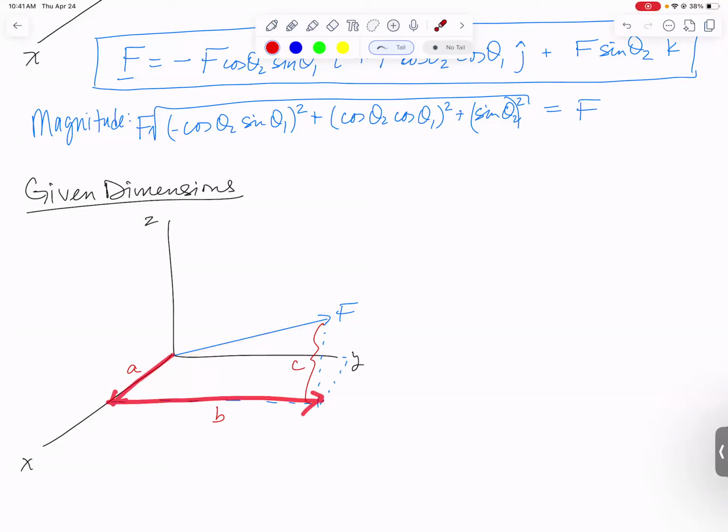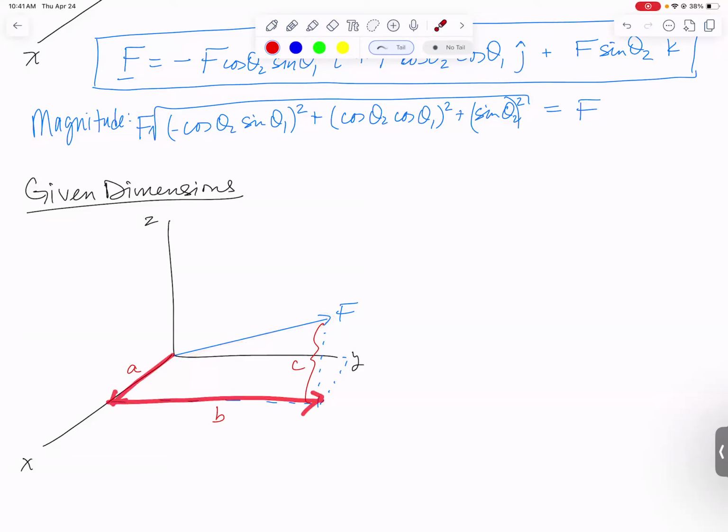What I like to do is actually think of this as 3 separate vectors. First, I'm going to write what's called a position vector. We're going to use a lowercase r for that, which takes you from the origin to the end point of the rope. This is a force along a rope. We're going from here to here. So the position vector would be you go a inches in the i direction, plus b inches in the j direction, plus c inches or meters or whatever in the k direction.